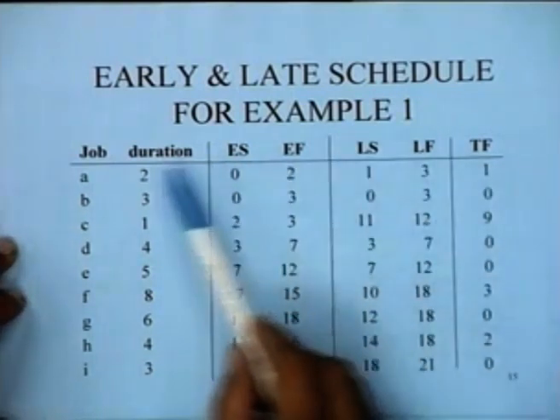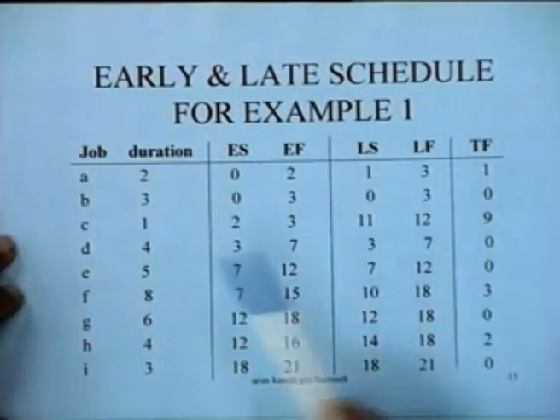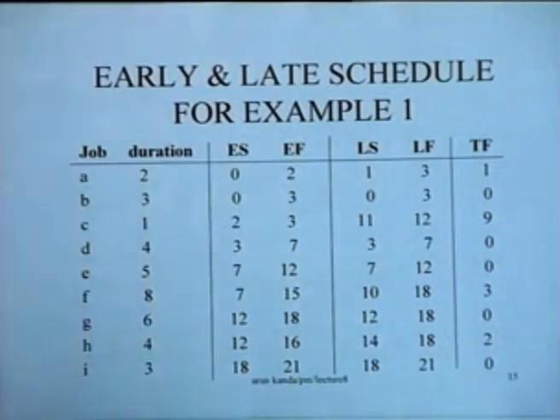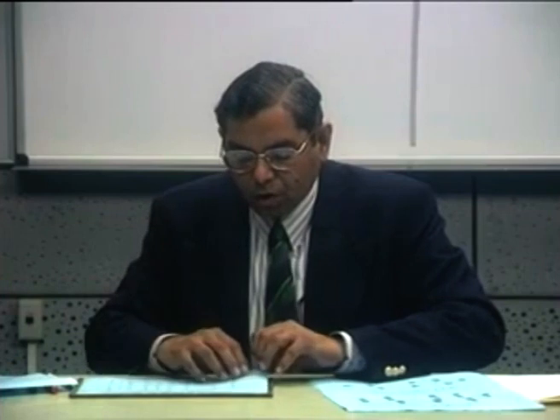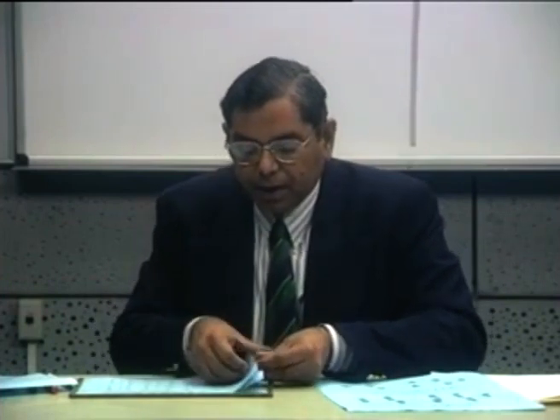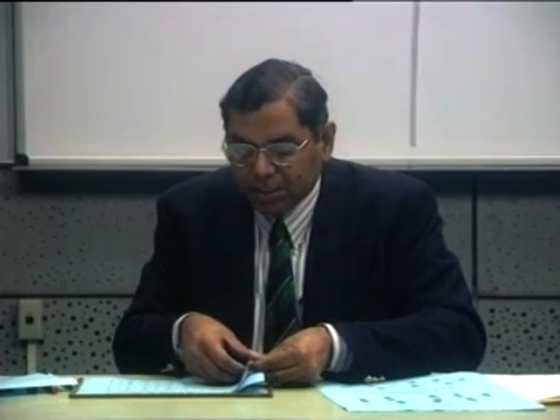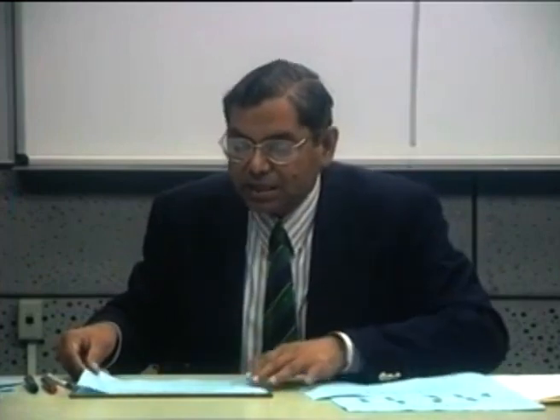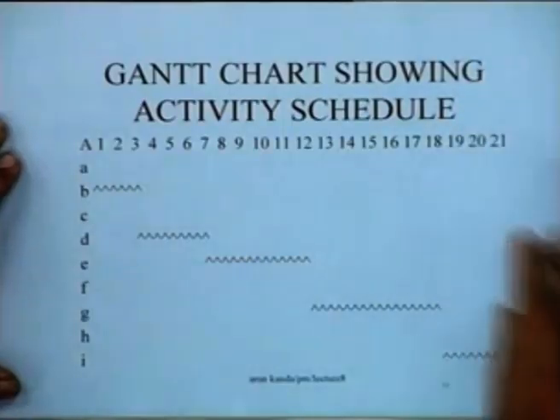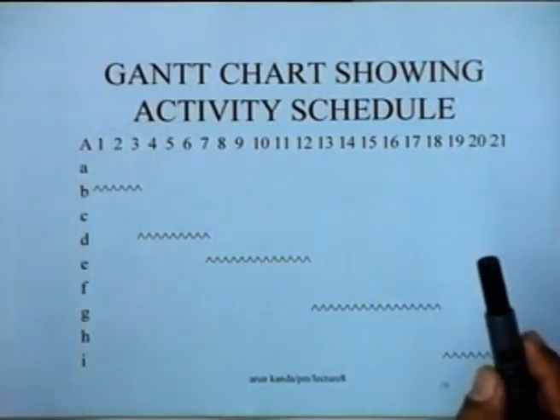This information, which is the basic schedule determined by this exercise, can also be easily obtained on the basis of what we call a Gantt chart. A Gantt chart is a convenient representation. In fact, many computer programs automatically give you a Gantt chart representation of the project, of the schedule that you have.